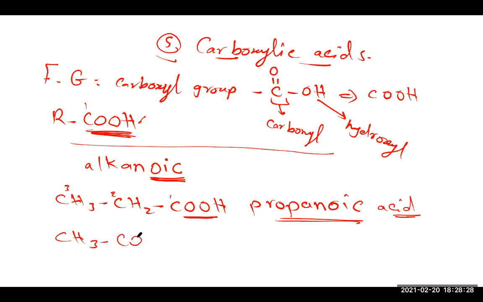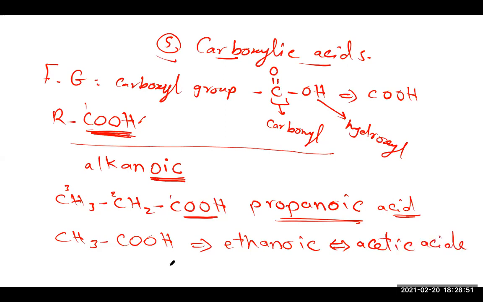CH3, COOH. This one is the smallest, or no, it's not the smallest. We have one smaller than this one. So it will be 2, so it means ethanoic acid. So this one is ethanoic acid. And this one has a common name. It's called acetic acid. And you need to memorize the common name.